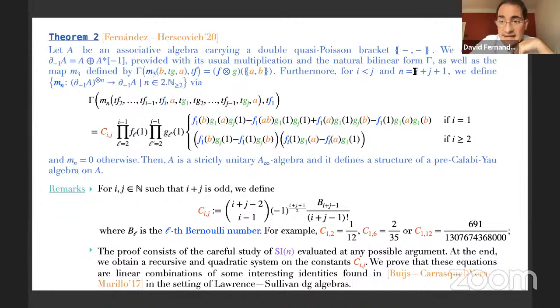Let me remark that we define Mn in this way, okay? Where note that we are only considering even multiplications, okay? We are considering M4, M6, and so on. So far we have the double quasi-Poisson bracket, we have the M2 multiplication, the M3 multiplication, and the even multiplications. And in fact, all this story that I explained before, that we work with M4, M6, M8, and so on, allows us to guess what should be the explicit form for these higher multiplications. And this higher multiplication is defined in this way, okay? Which is a very beautiful and very explicit formula.